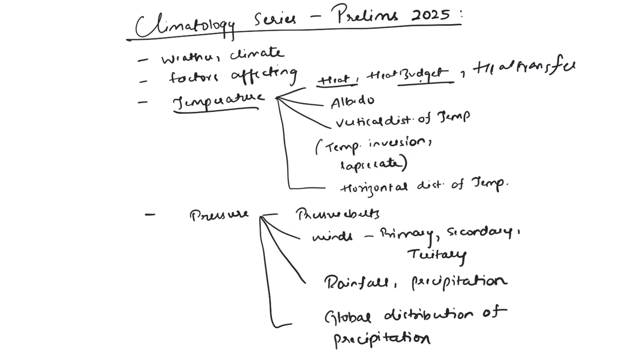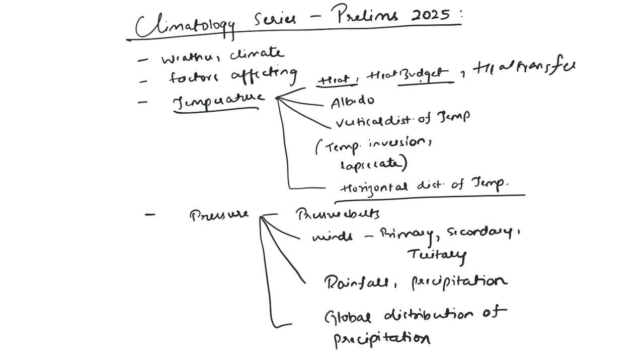Then the concept of albedo, and we saw vertical distribution of temperature and horizontal distribution of temperature. In horizontal distribution of temperature we have seen isotherms. How does the isotherm pattern look during the January month, how do isotherms shift, and during July how do they shift, that we have also seen.